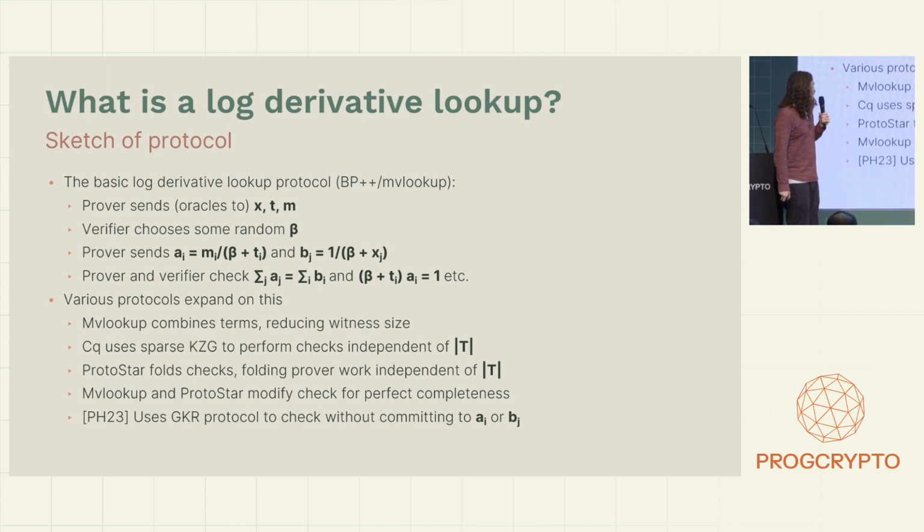I mean, this allows us to, in some sense, arithmetize lookups, right? We're taking this messy operation and converting it into something that's easier to prove in a SNARK.